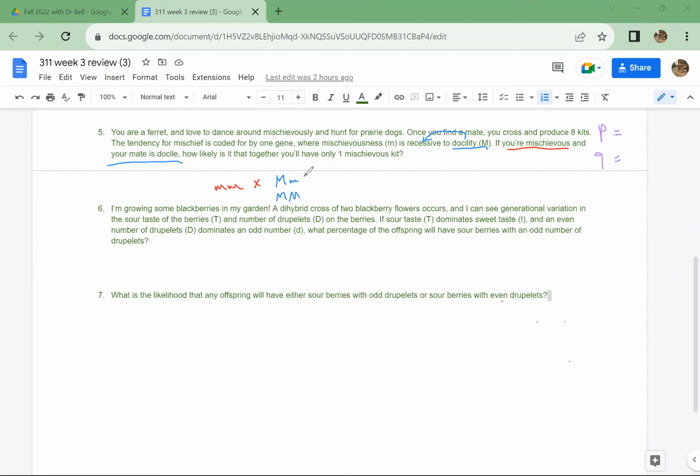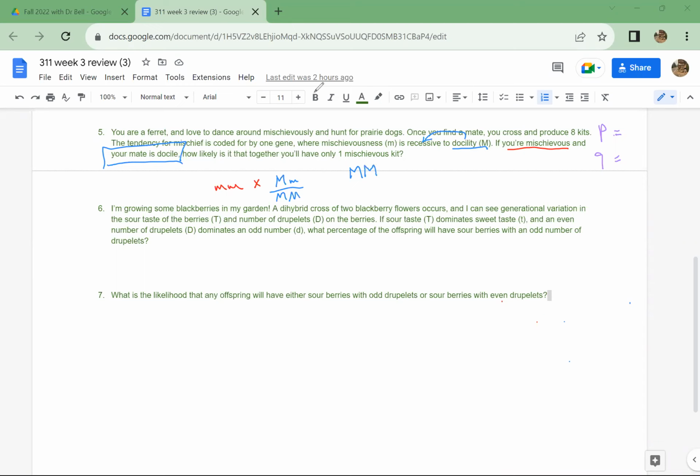So we're actually going to have to diverge. We're going to have to take two different pathways. Because your mate is docile and we don't know their genotype, only their docile phenotype, in order to find the probability, we're going to have to take both paths. So we might come up with two answers. So let's rewrite this. Let's explore the possibility that your mate was uppercase M, uppercase M.